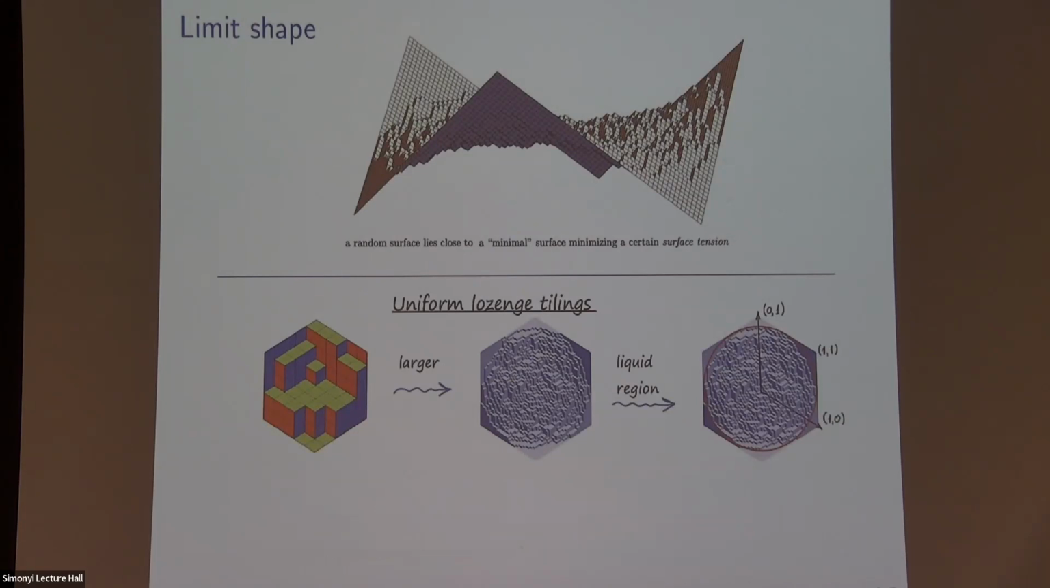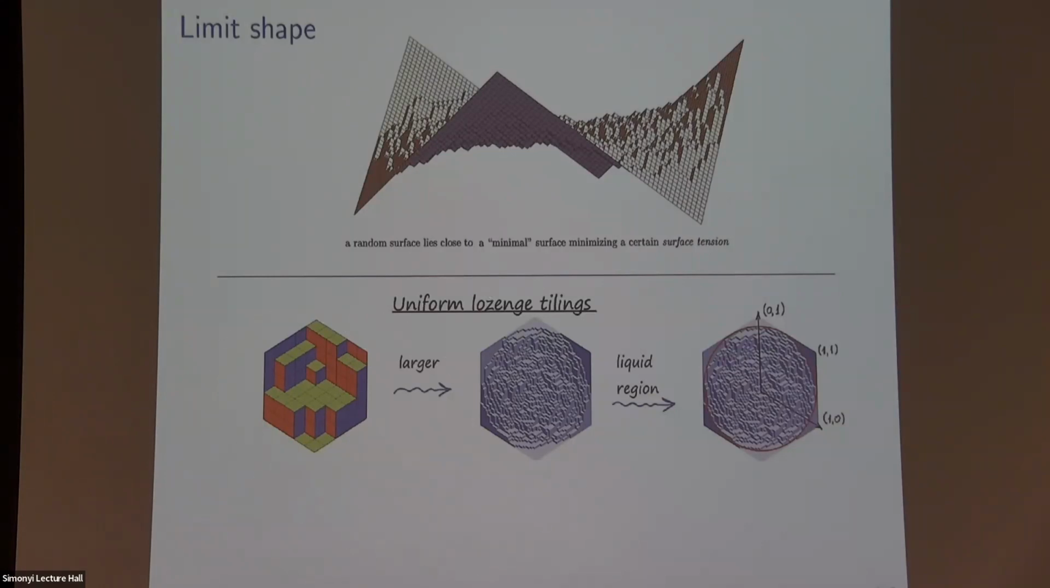So let me tell you some known results and predictions about the limit shape and the height function in the tiling model. I'm going to focus right now on the example of uniform lozenge tilings of the hexagon. So right now we're thinking about the uniform measure, finite case, lozenge tilings of the hexagon.